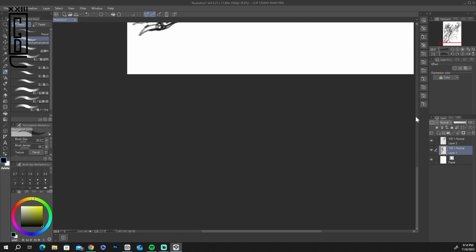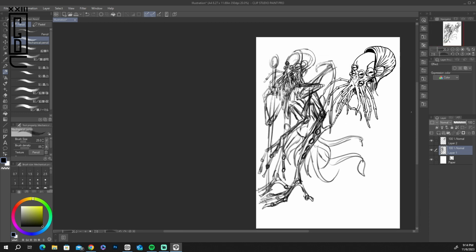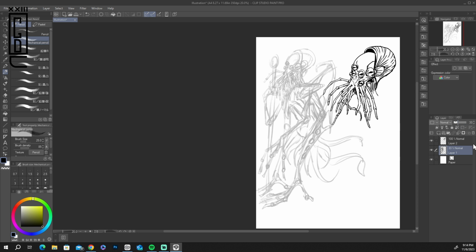Let me make it smaller so you guys can see it. This could be an idea of a Cthulhian. Again, we're gonna do this. I'm going to lock it. I'm gonna lock this layer because... wait. What kind of look? Oh, that's not good.